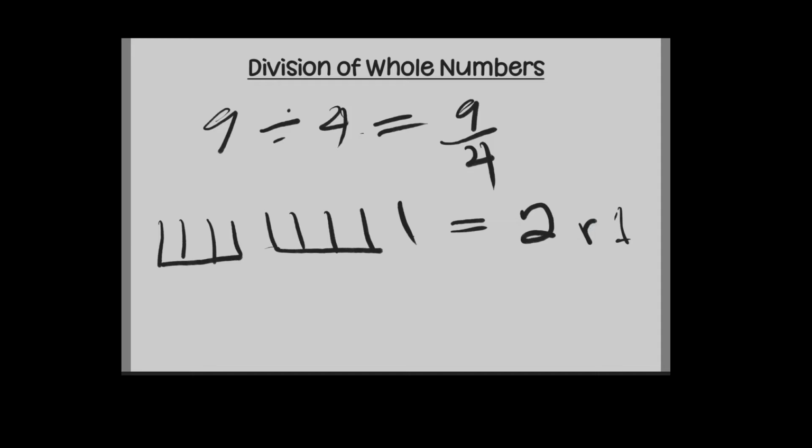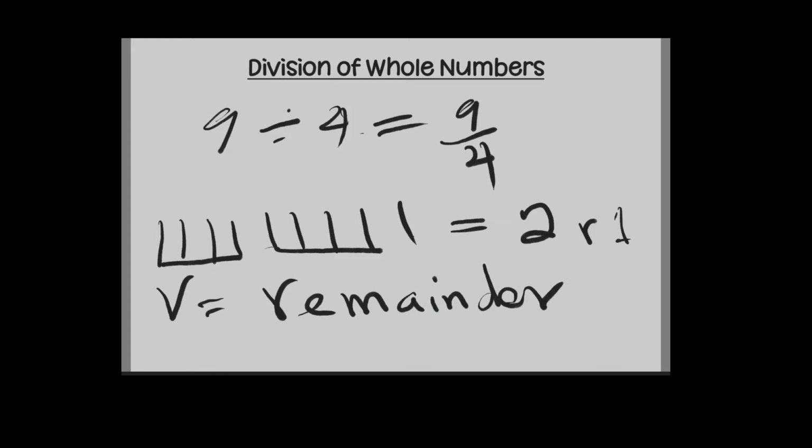So we use R. The R means remainder. That's what the R means. So we have remainder 1. So 9 divided by 4 is 2, remainder 1. Okay.